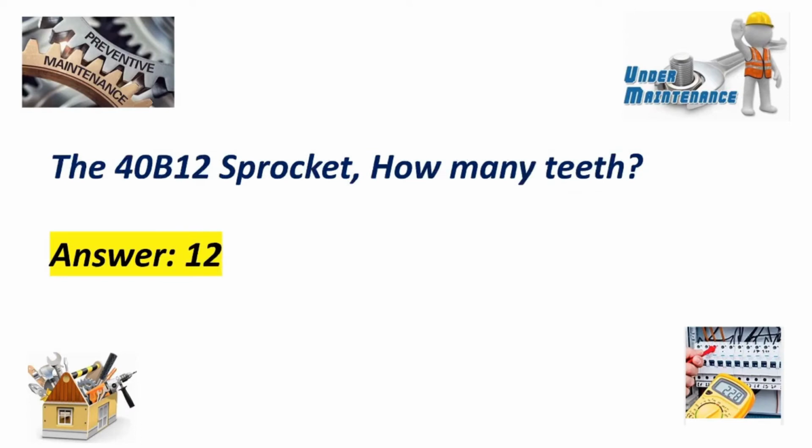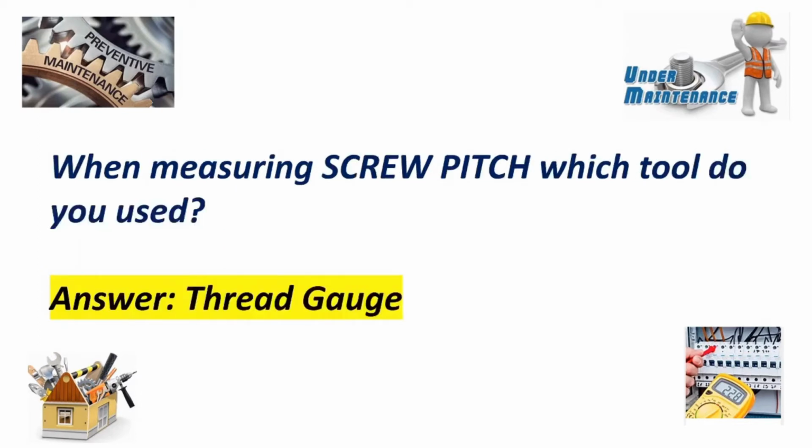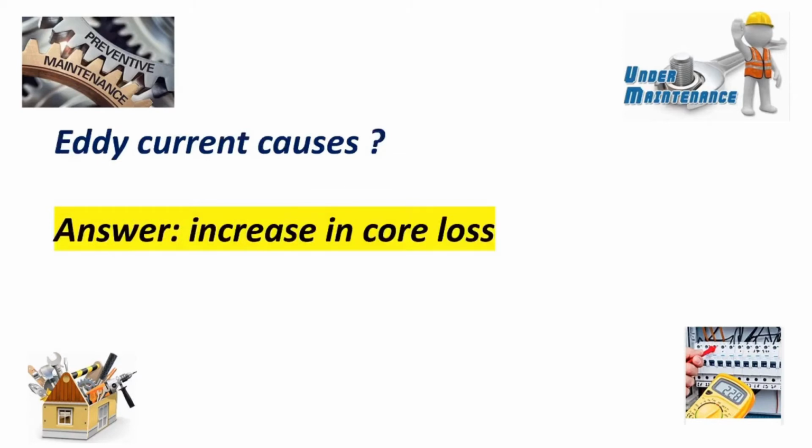The 40B12 sprocket, how many teeth? Answer: 12. When measuring screw pitch, which tool do you use? Answer: thread gauge. Eddy current causes. Answer: increase in core loss.